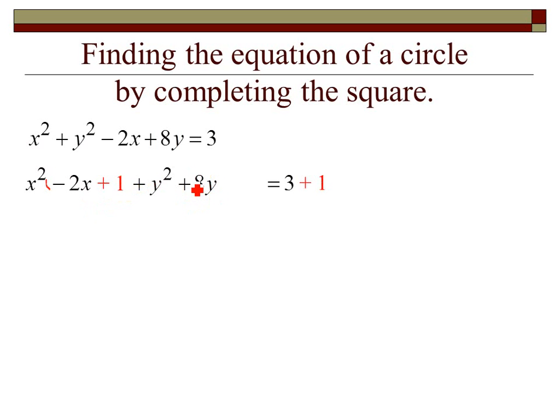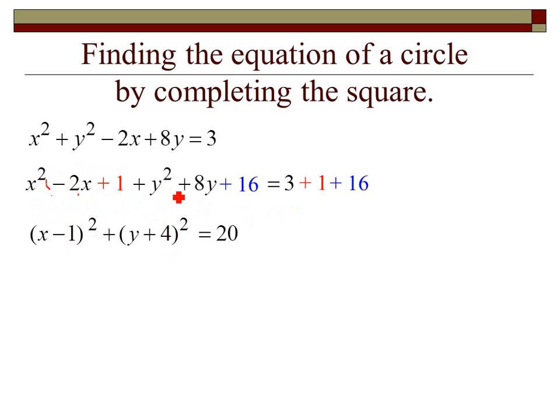Take half of 8. That's 4. And then I square it. I add 16. I add 16 to the left side. I got to add 16 to the right side. Now, when I go to write my equation, it's going to be x minus half this term. Well, it's going to be x, and then whatever half the value is, the number in front of the x. So it's x minus 1 squared.